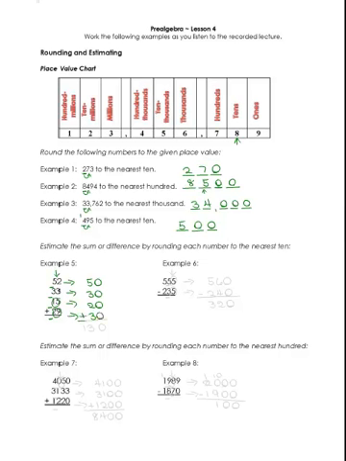Can we add these numbers fairly quickly? Yes, we can. Everything in the ones place is 0. All we have to do is add the tens place. 5 plus 3 is 8, plus 2 is 10, plus 3 gives us 13. Our estimated answer, 130. What about subtraction in example 6?